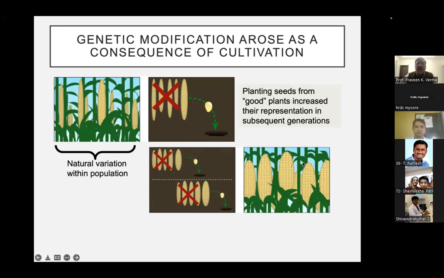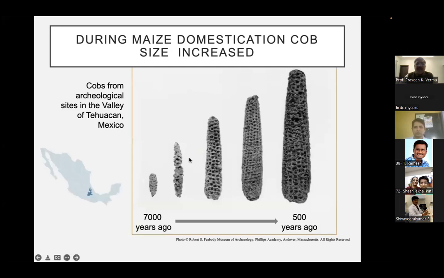Likewise, people have done this for a long time. There are evidences in Mexico, where crops were found at archaeological sites in the valleys of Mexico, dating near about 7,000 years back. It was a small cob, but you can see the size increasing. That means, although people now believe we are going to change our naturally occurring varieties, all these have already been selected long back.